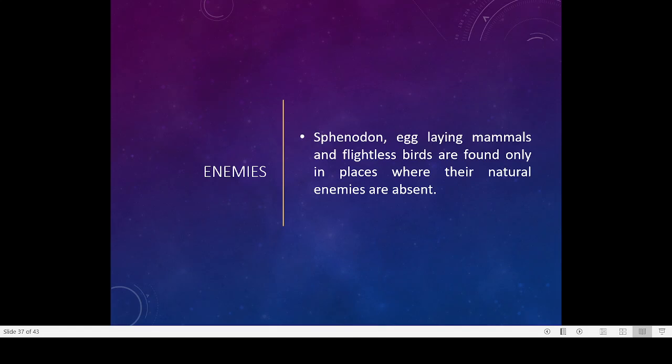Now another animal is the case of spinodon. Maybe some of you may not know about the spinodon. It is also known by the name Tuatara lizard. This animal is known as a spinodon. It is basically present in the Australian part of the world. It is also a reptile.